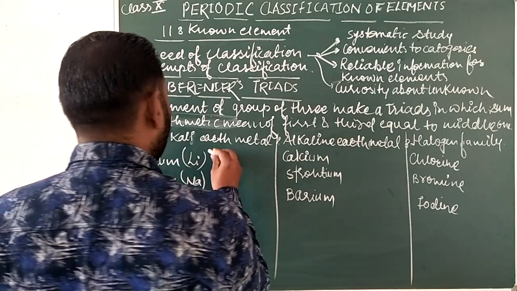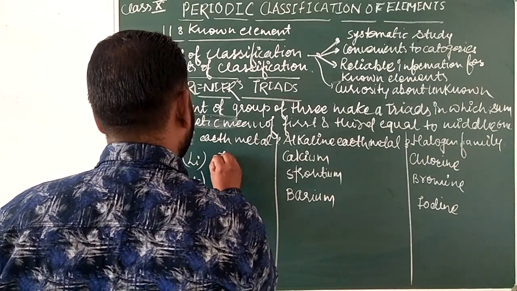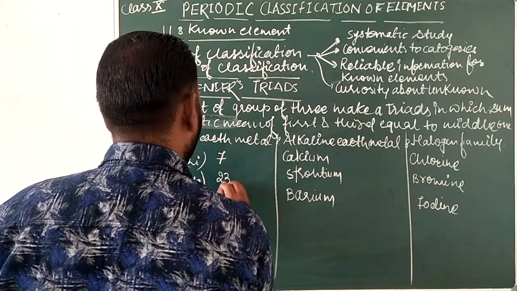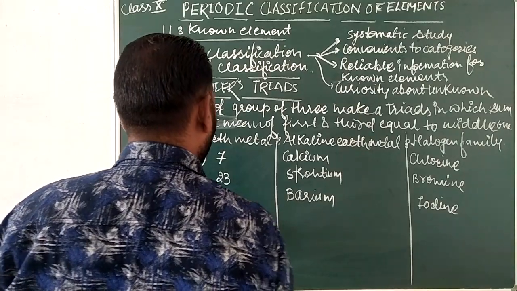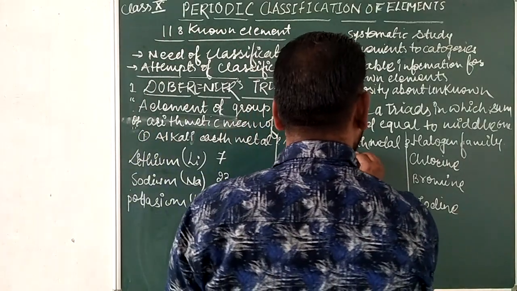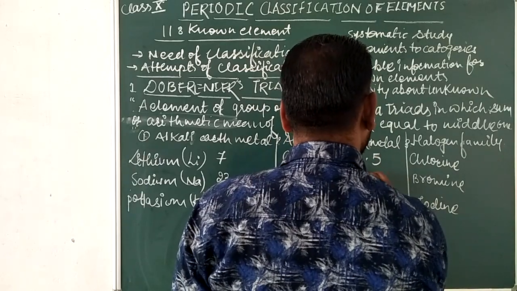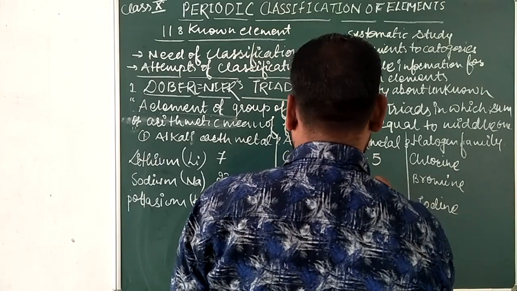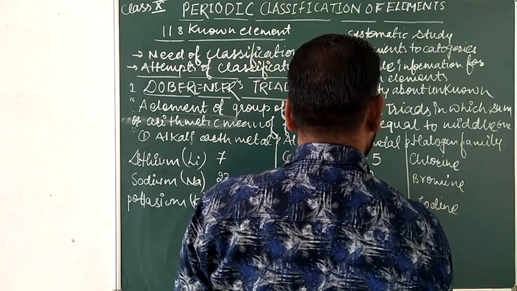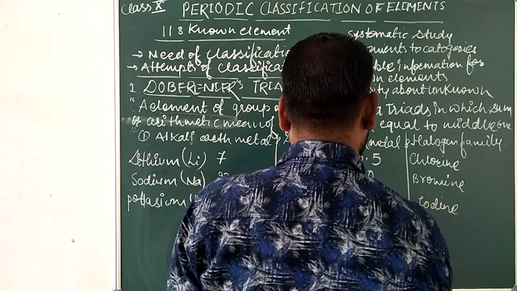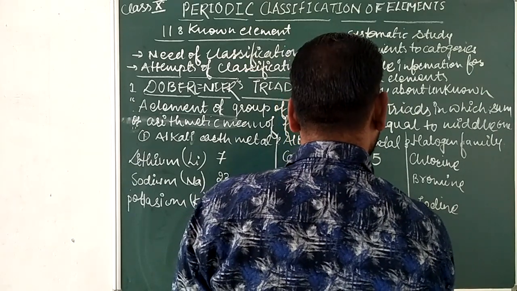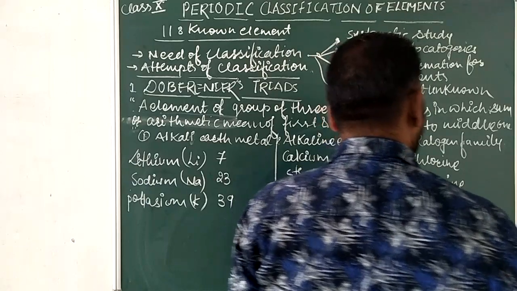What is their atomic mass? Okay, for lithium there is a 7, this is 23, and this is 39. Okay, for calcium there is a mass, and for chlorine 35.5. Strontium there is a 1 minute. Okay, that is 80. Okay, and barium is 137.